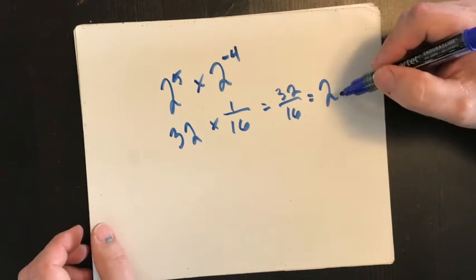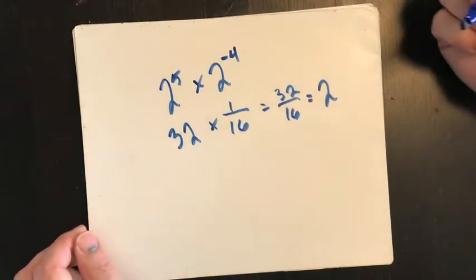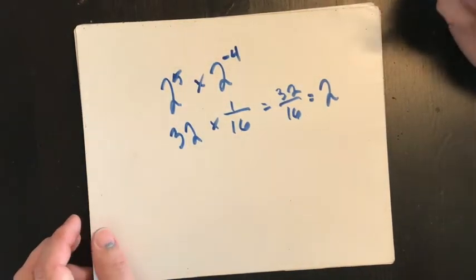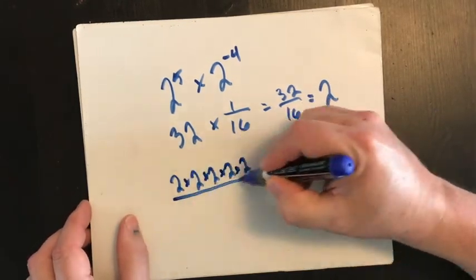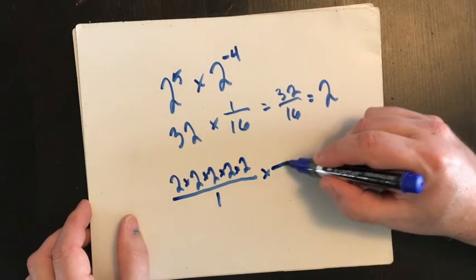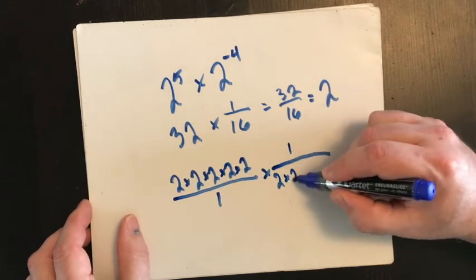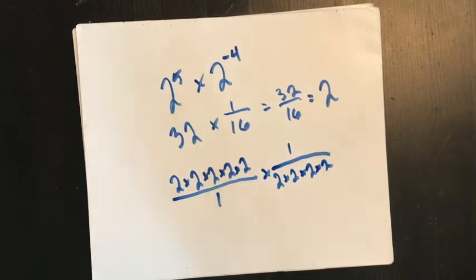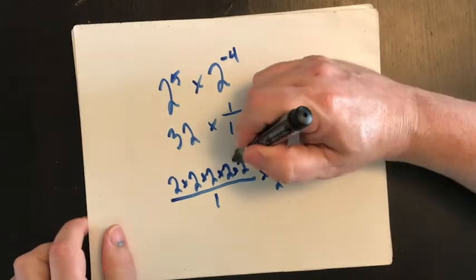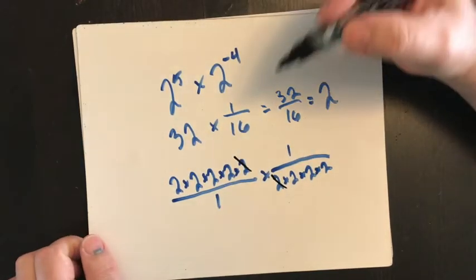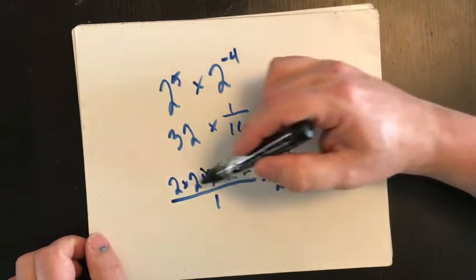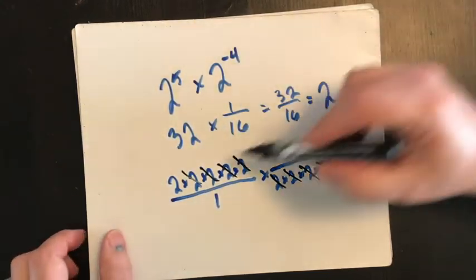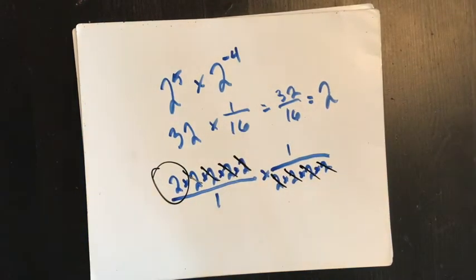It should strike you that that's the base. How did that work? Well, 2 to the 5th is that. 2 to the negative 4 is that. Now I am going to divide the numerator and the denominator by 2. Bump, bump. I'll do that again. Divide the numerator and the denominator by 2, again and again. I'm left with just a 2 up top.